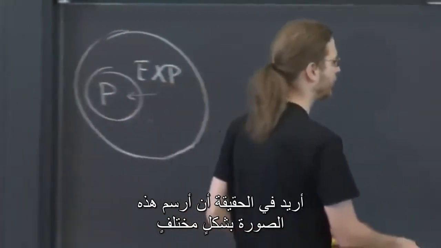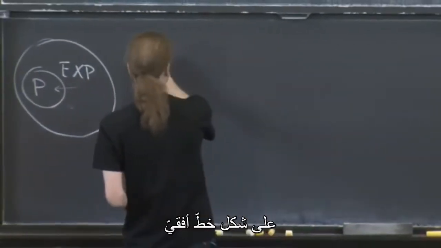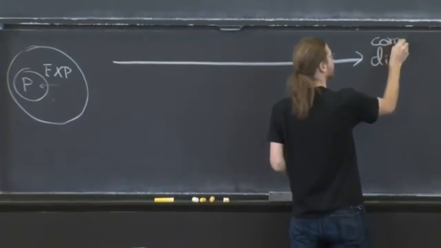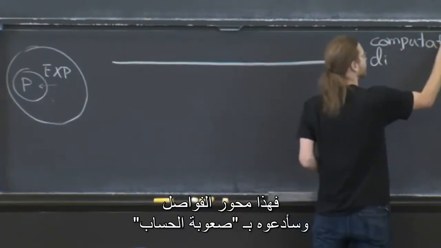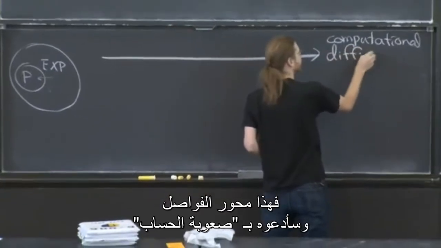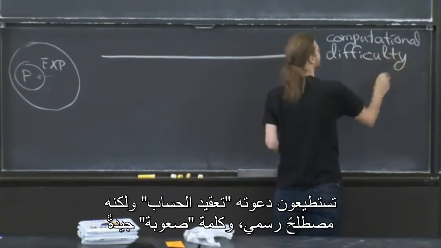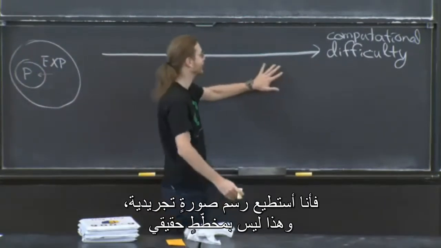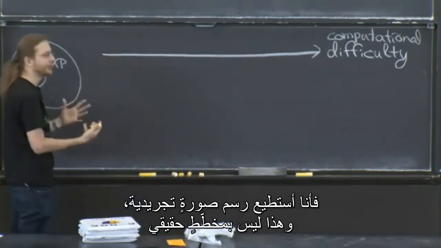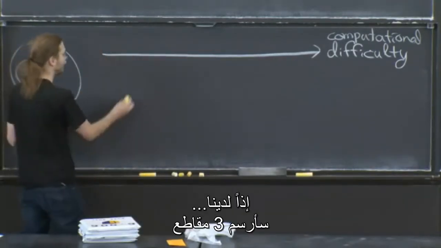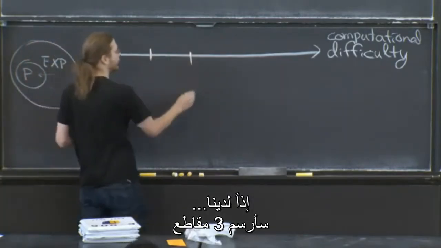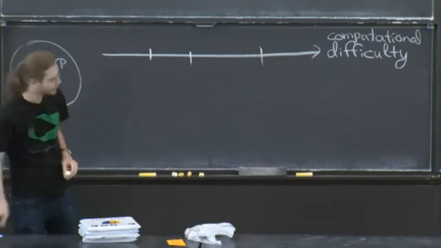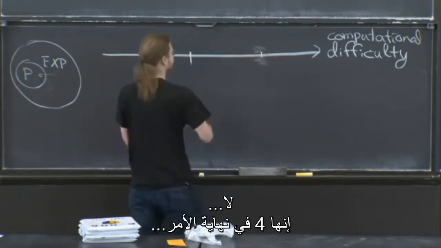I actually want to draw this picture in a different way, which is as a horizontal line. So an axis. I'm going to call this computational difficulty. You could call it computational complexity, but that's a bit of a loaded term. It actually has formal meaning. Difficulty is nice and vague, so I can draw an abstract picture. This is not a true diagram, but it's a very good guideline of what's going on. So we have, I'm going to draw, I believe, 3 notches. 3? No, eventually 4. So let me give myself some room.